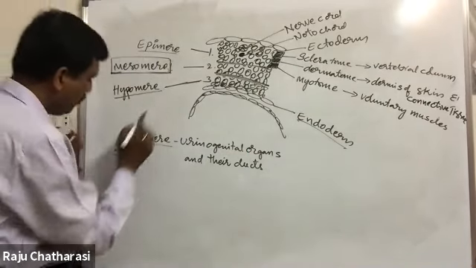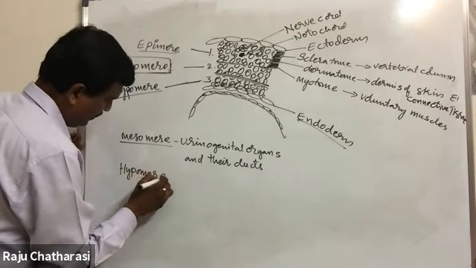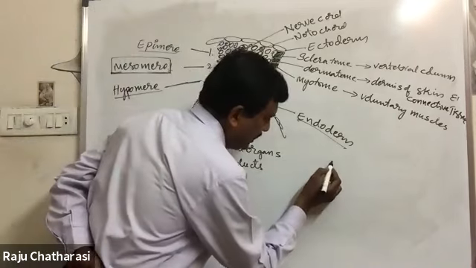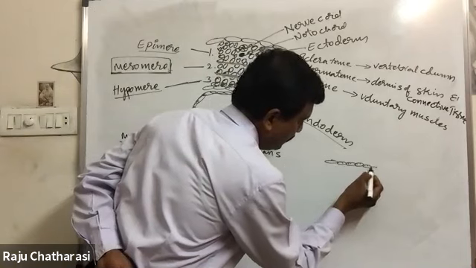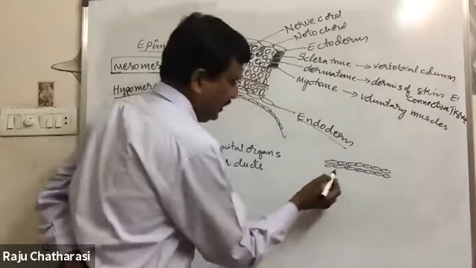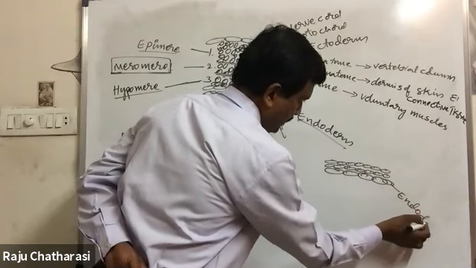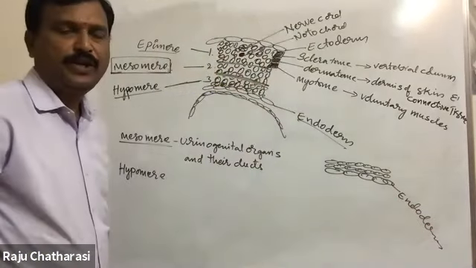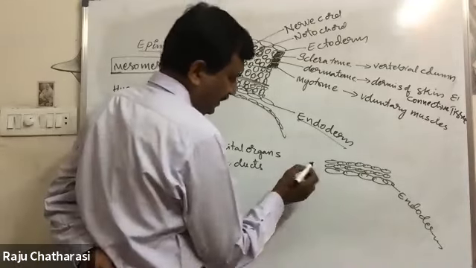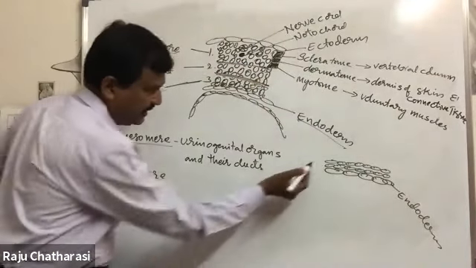Next, hypomere. The last one is hypomere. See beta here, I am drawing it. This is the hypomere layer. Two layers are there. Here, this is endoderm. Of course, in further developmental stages, endoderm develops into the alimentary canal or digestive system. Next, this is called hypomere.